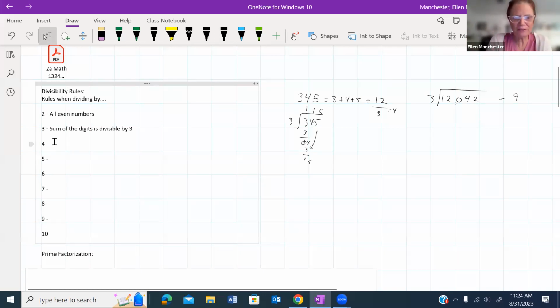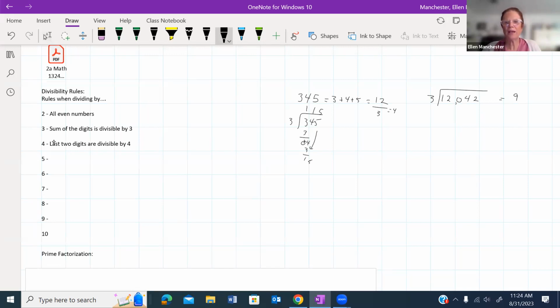4 is a little bit different. It has to be that the last 2 digits are divisible by 4. So a number like 428. Since 4 can go into 28 7 times, 4 can go into this whole number, 428, evenly. So that's a real easy one. What about 5? Do you know what the rule is on 5?